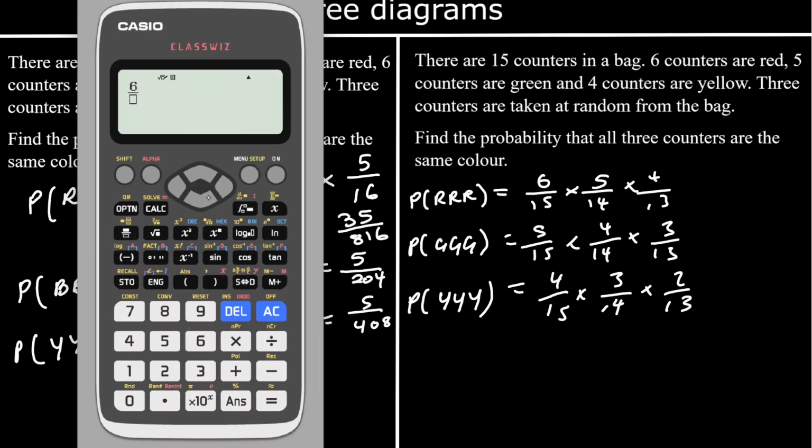So it's 6/15 times 5/14 times 4/13 plus 5/15 times 4/14 times 3/13 plus 4/15 times 3/14 times 2/13, and we get 34 over 455.